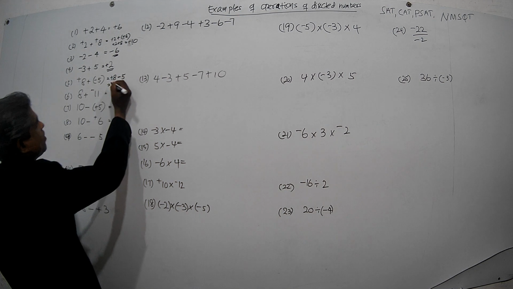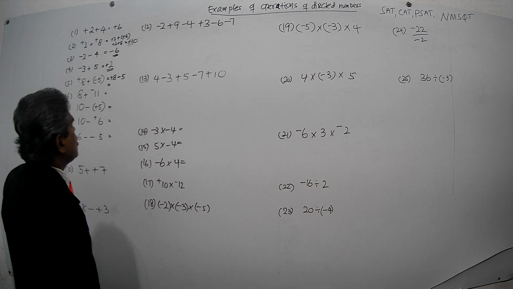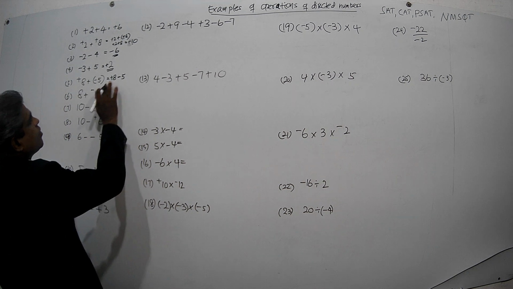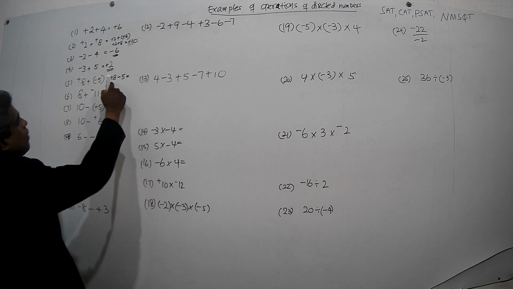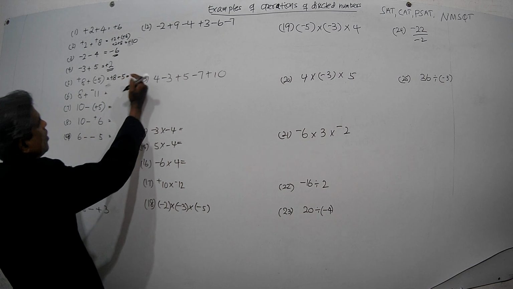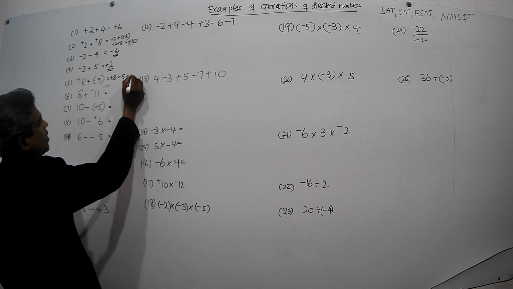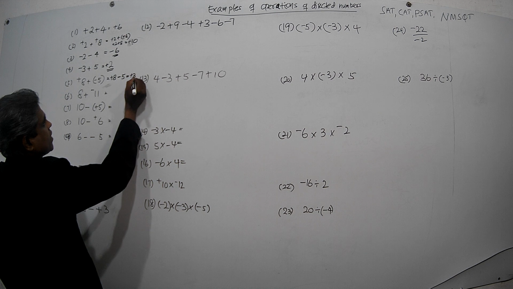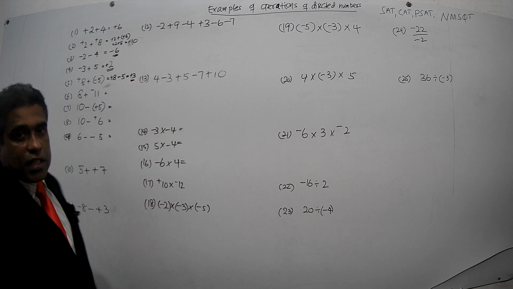Now with two numbers of different signs you subtract. Then you get the answer, +8 -5. You subtract, then the answer will be 3. The sign of the larger number, 8, is plus. Therefore you put +3. The answer will be +3.